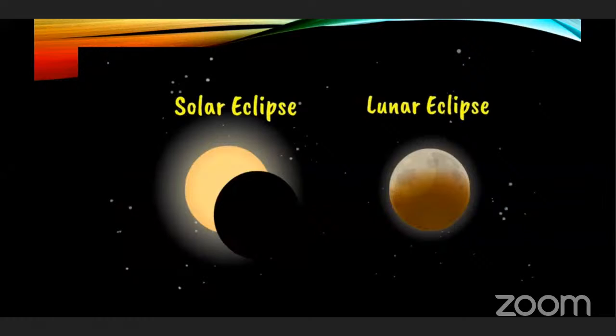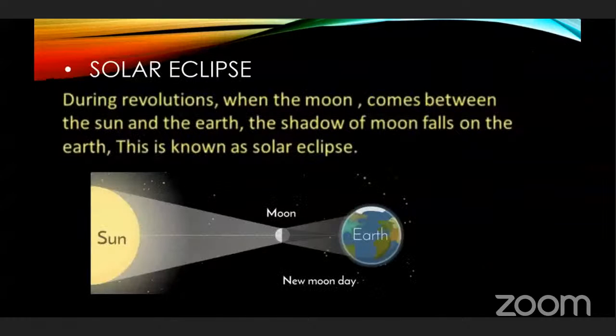There are two types of eclipses. First one is solar eclipse and second one is lunar eclipse. Now we will see what is solar eclipse. During revolution, when the moon comes between the sun and the earth, the shadow of the moon falls on the earth. This is known as solar eclipse. And a solar eclipse is seen only on a new moon day.